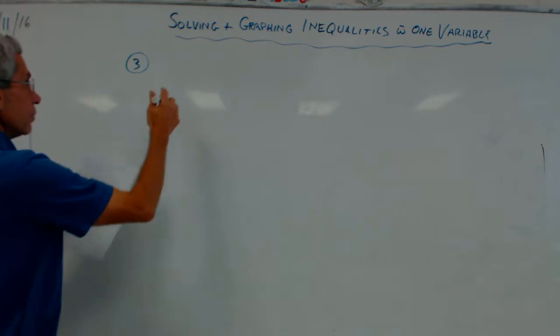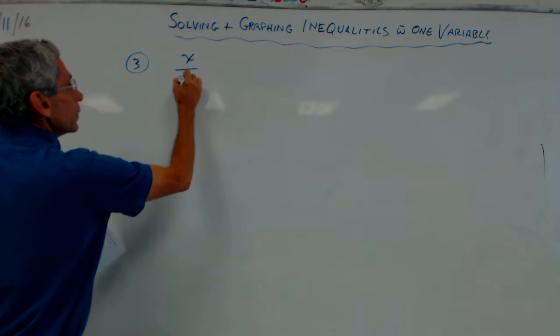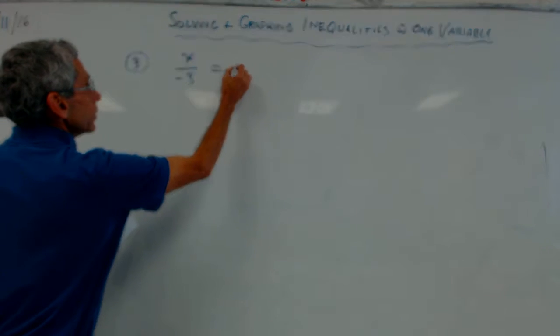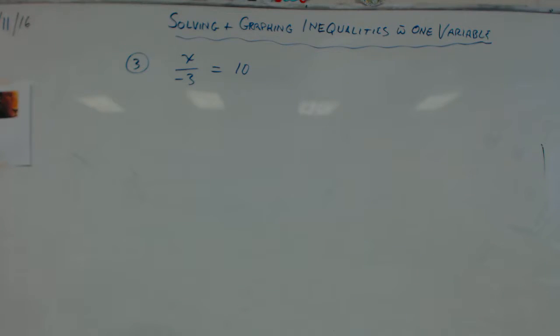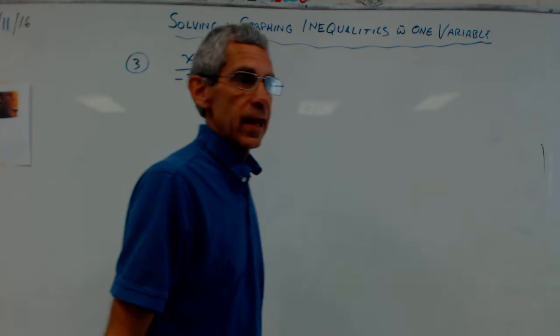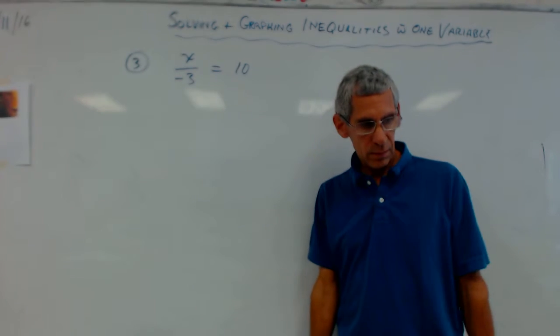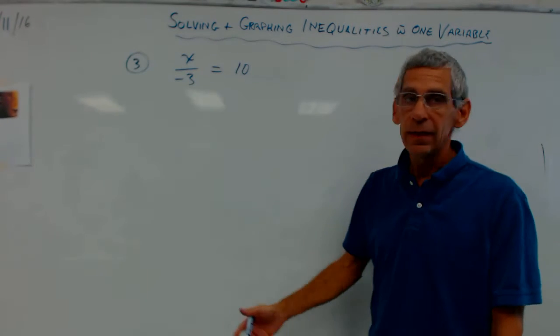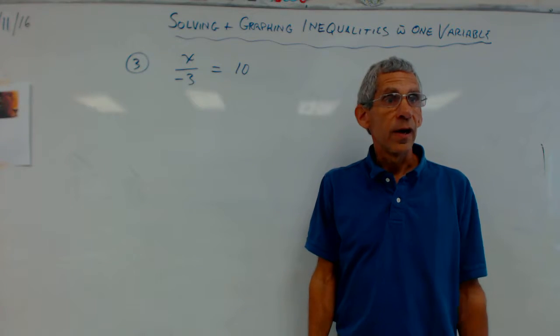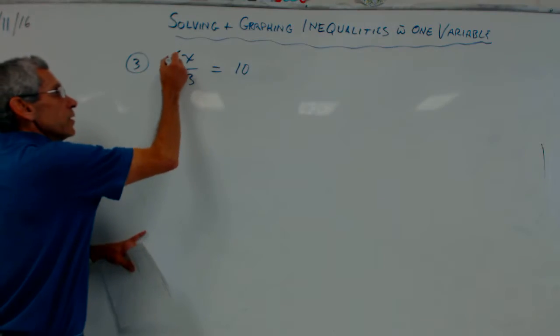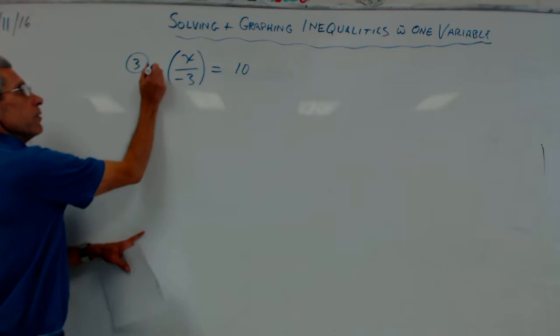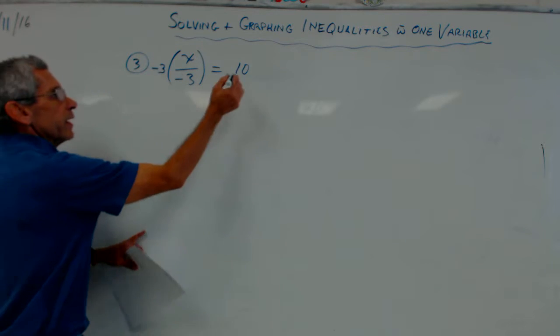What if I gave you x over negative 3 is equal to 10? All right, here we go. Next one. x over negative 3 is equal to 10. Immediately, oh shoot, there's a fraction in this. You have to multiply it by the denominator, right? So easy. What's the denominator? Negative 3. So I'm going to multiply this side by negative 3.